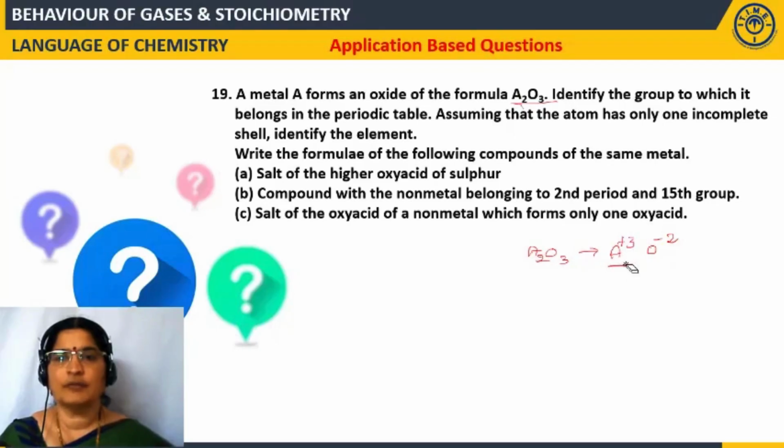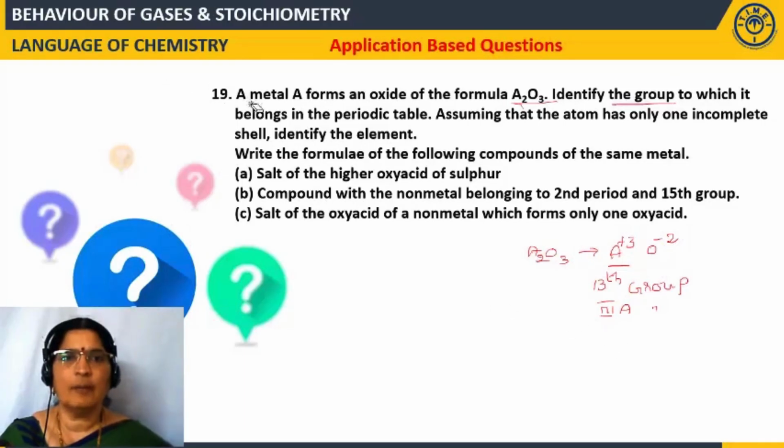It is forming a plus 3 ion. Means there should be 3 electrons in the valence shell. So which group elements possess 3 electrons in the valence shells of their atoms? Yes, it should be the 13th group or 3A group. I am telling you both the notations. So this we have identified. Now, assuming that the atom has only one incomplete shell, identify the element.